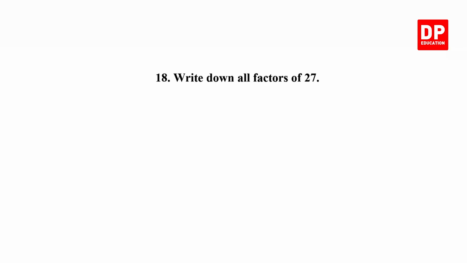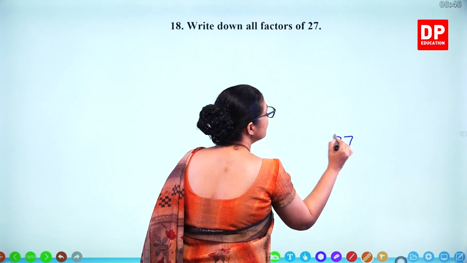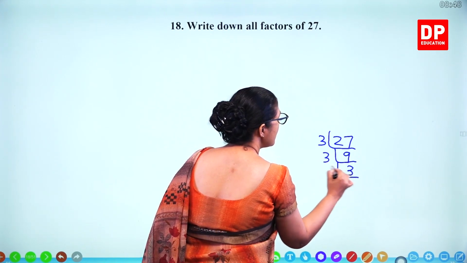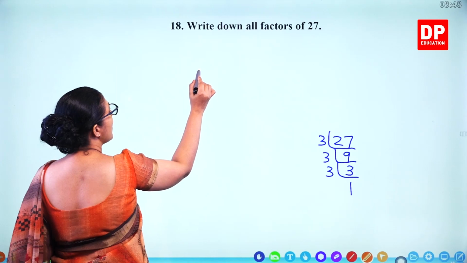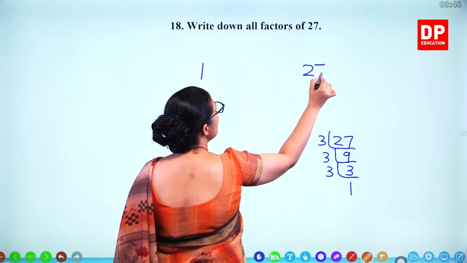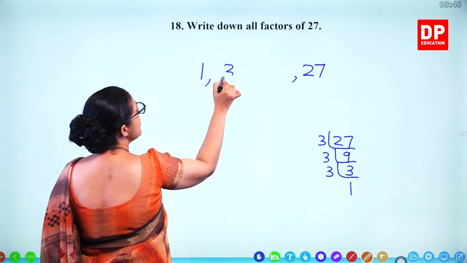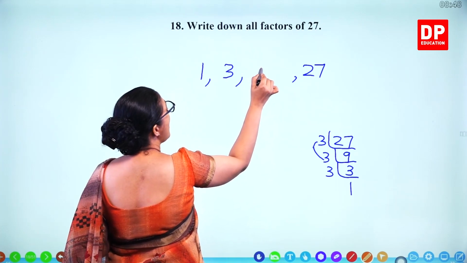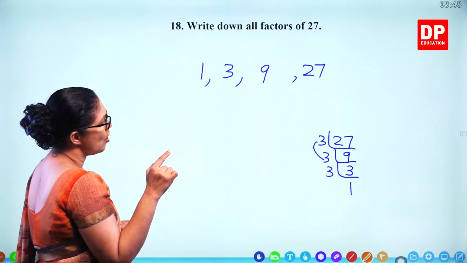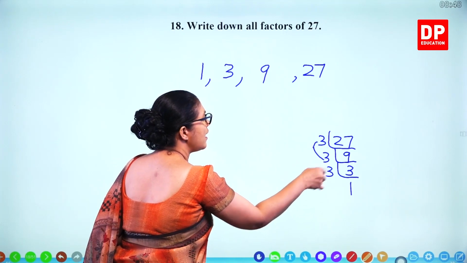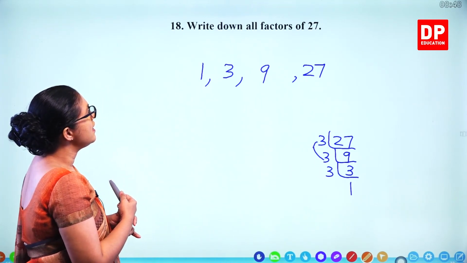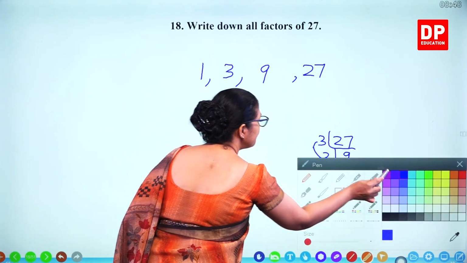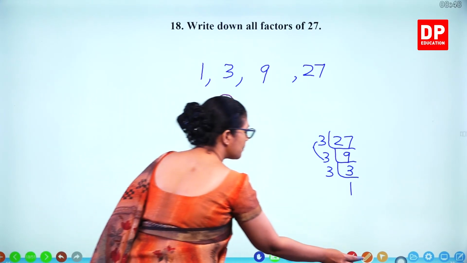Write down all factors of 27. You can divide by 3. So how do you write down all factors? 1 and itself, always a factor. Then it's divisible by 3. And it's divisible by 3 times 3, 9. That's all, no? 3 times 3, 9, again 9. So 1, 3, 9, 27 are the factors of 27. 2 marks.